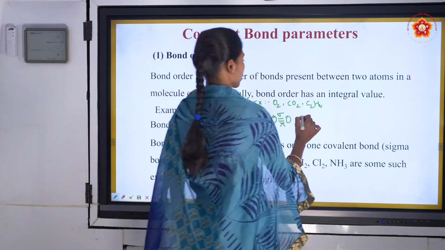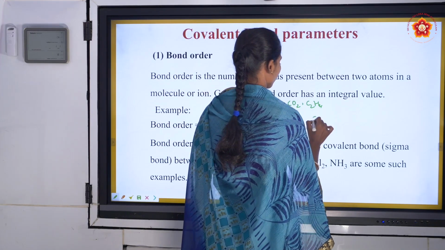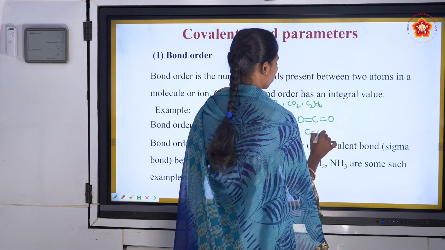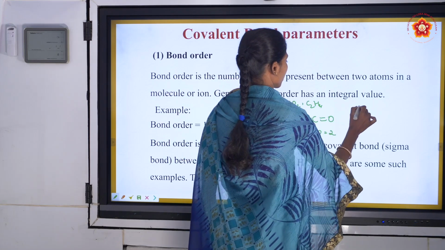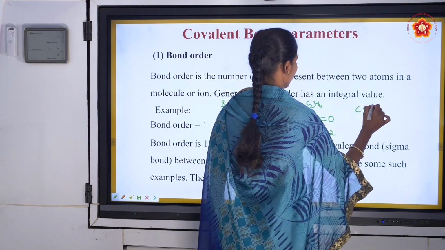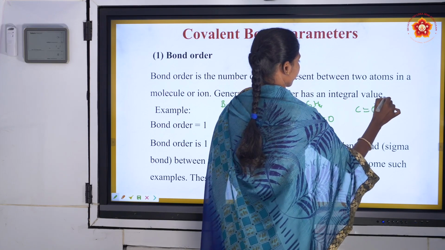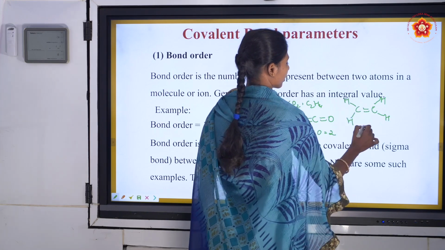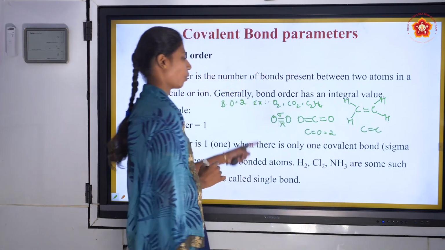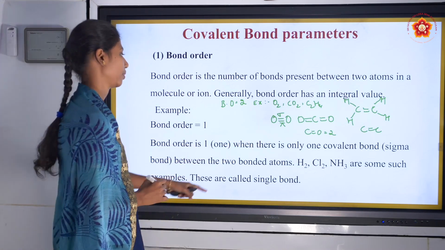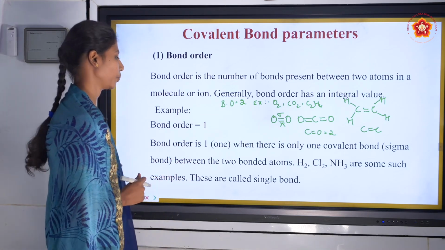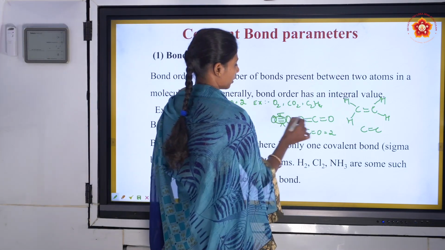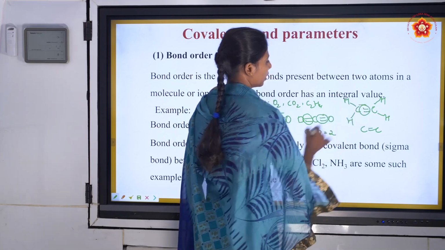And here also the same, CO2. Here C double bond O is 2, and here C double bond C is 1. 1 pi bond and 1 sigma bond are present when the bond order is 2. These are called double bonds. In this structure all are present as double bonds.